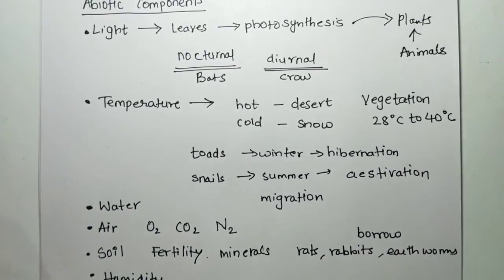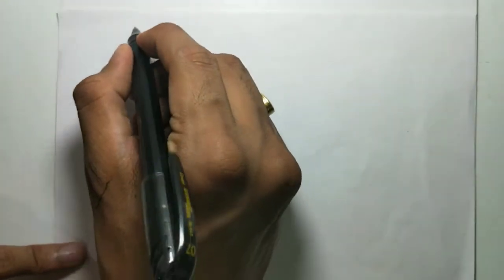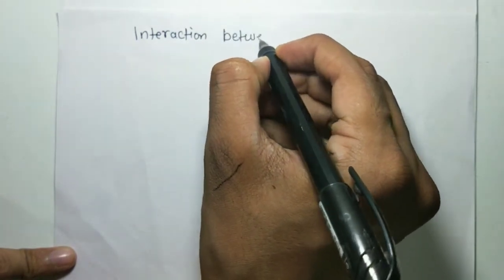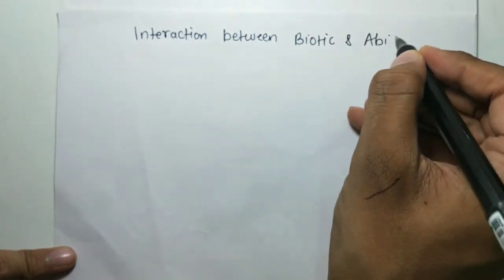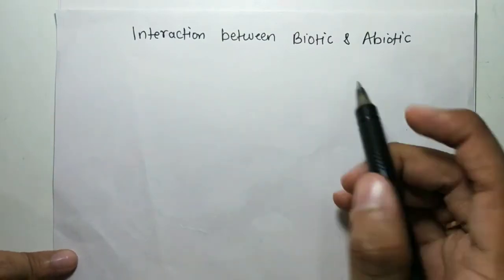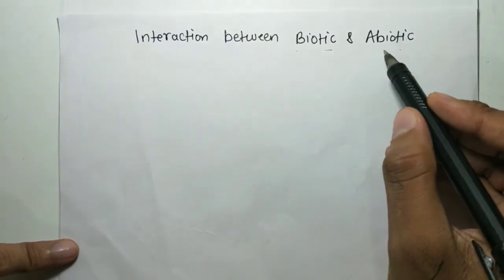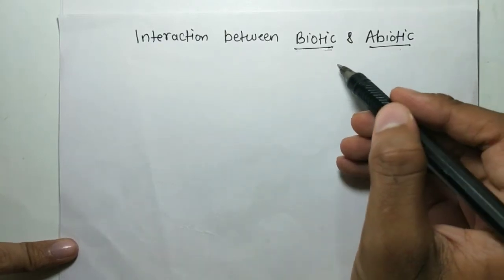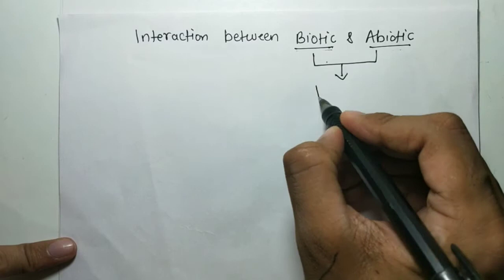Now let's study what is food chain. First let's understand the interaction between biotic and abiotic components. Both are important for life to exist, for an ecosystem to build. Abiotic, like sunlight, air, water, humidity, soil, everything is important, and biotic, like animals, plants, decomposers, scavengers, all of them are important, and they both combine and form a habitat.